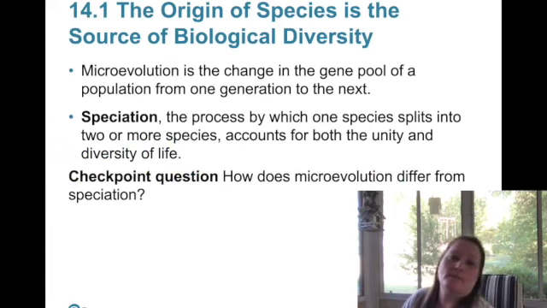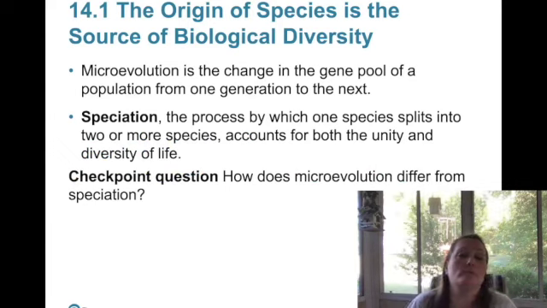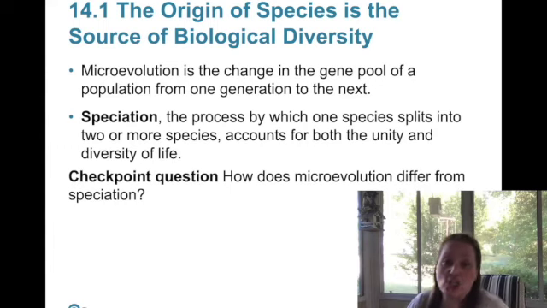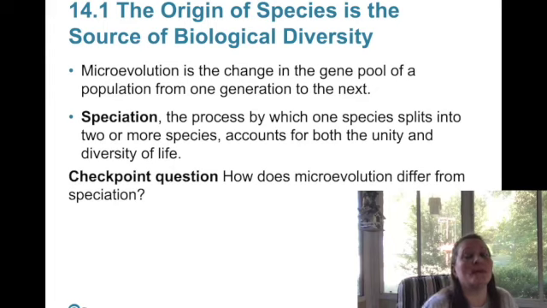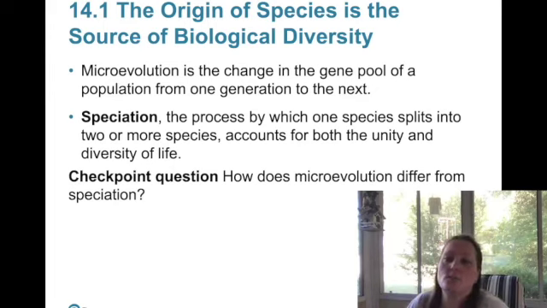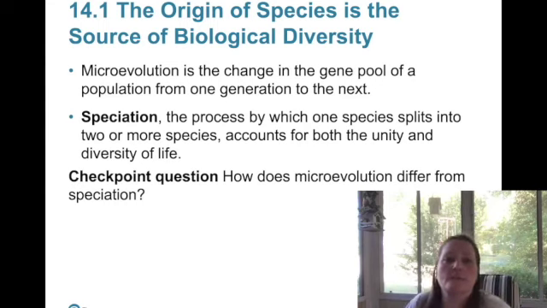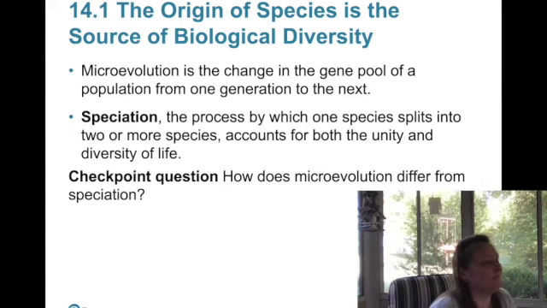All right, so here we go. We were talking before about microevolution, teeny tiny changes. This is like in the gene pool and stuff like that. Speciation is the process where one species splits into two or more. This is what actually counts a lot for both unity and diversity.